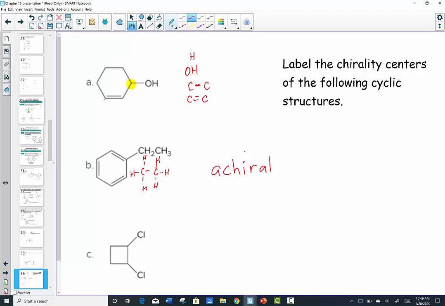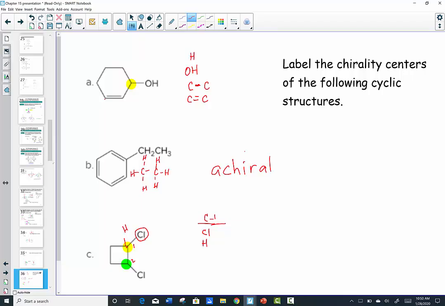What about letter C? Well, I know I can eliminate these 2 because they're attached to 2 hydrogens, so that does not meet the criteria. So I'm going to ignore those 2. And let's decide about the green and the yellow carbons. Alrighty. So let's call this carbon 1 and this is carbon 2. What's attached to carbon 1? Well, it's attached to a chlorine. It's attached to a hydrogen as its 4th bond.